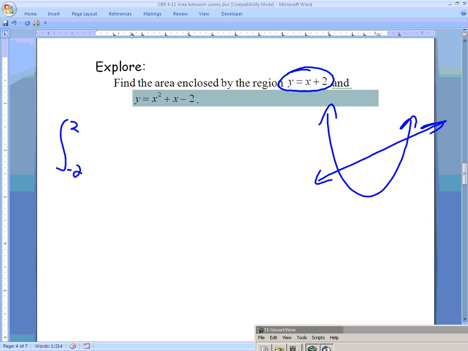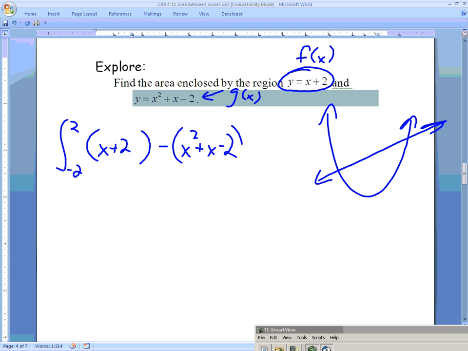So that becomes like my f of x, and this is like my g of x. And I'm going to subtract. So I'm going to do the integral from negative 2 to 2 of this first function, which is x plus 2, minus the second function, which is x squared plus x minus 2, all in terms of x.